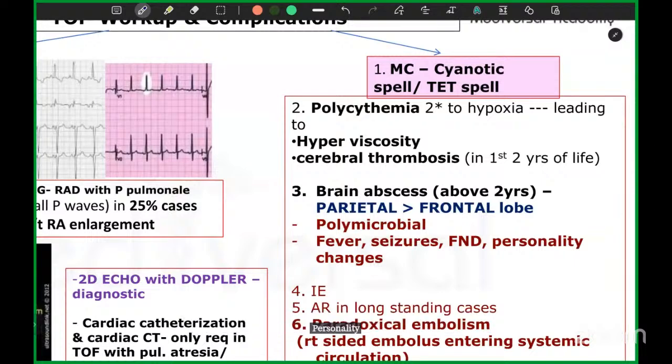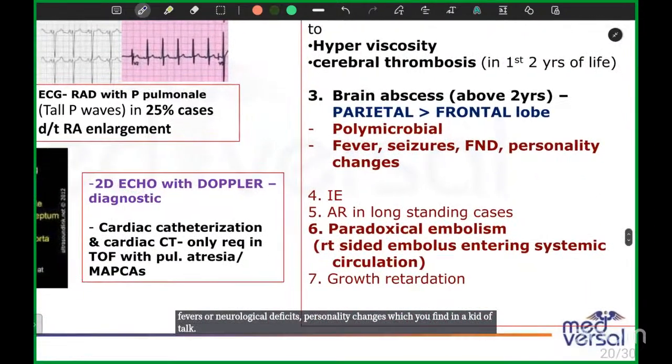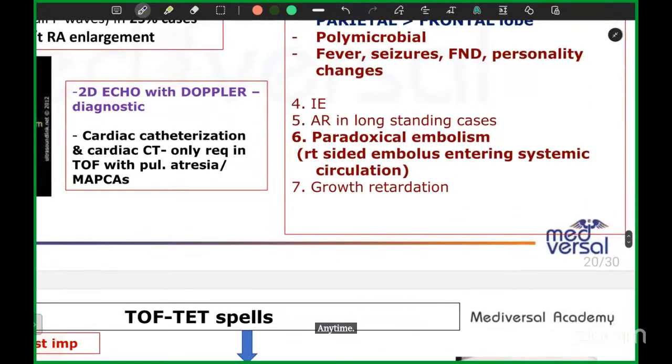Personality changes. Why do personality changes occur in these kids? It's because of the involvement of the frontal lobe. The frontal lobe is something which takes care of our personalities. So anytime there's fever, seizures, neurological deficits, personality changes which you find in a kid of TOF, you will have to diagnose brain abscess.